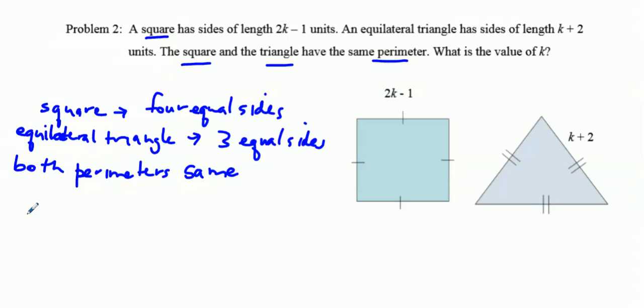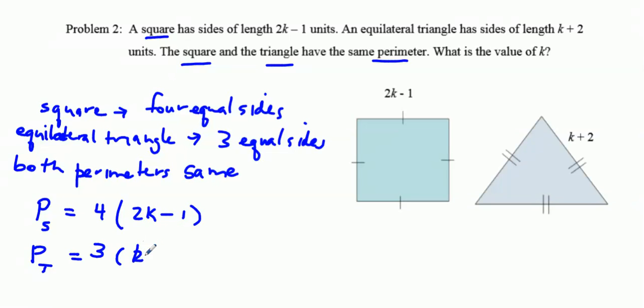Well, I'm going to use my p for perimeter, and I'm just going to say that the perimeter of the square is equal to, well, 2k minus 1 plus 2k minus 1 plus 2k minus 1 plus 2k minus 1. The faster way of doing that is 4 times 2k minus 1. And I know the perimeter of the triangle, so I'm just not writing p because then I wouldn't know which one this one represents. So 3 times k plus 2. Okay, so I have an expression for the perimeter of the square. I have an expression for the perimeter of the triangle. And now I need to relate them.